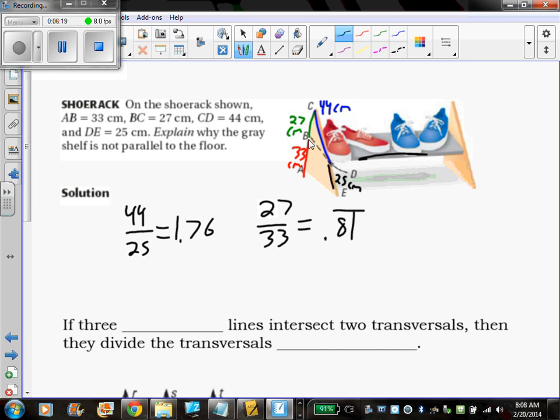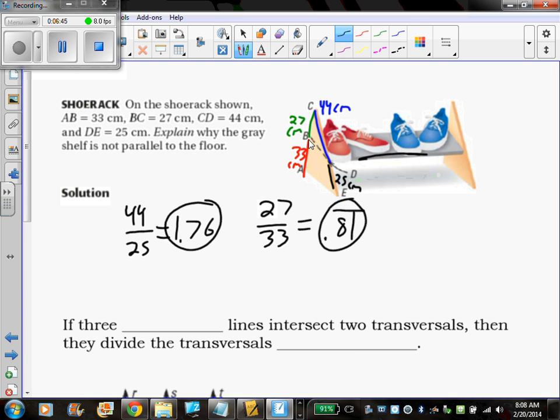So since these two ratios were not the same, this gray shelf can't be parallel. It's not working out. We don't have lines that are proportional here, or ratios that are proportional. So the gray shelf is not parallel. We just use the converse of the proportionality theorem. So because these are different, it didn't work out.